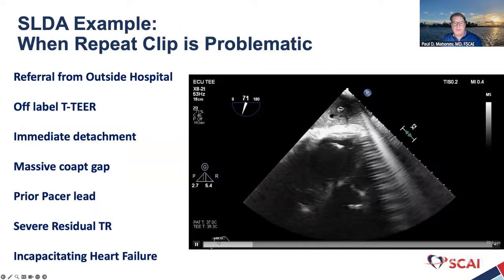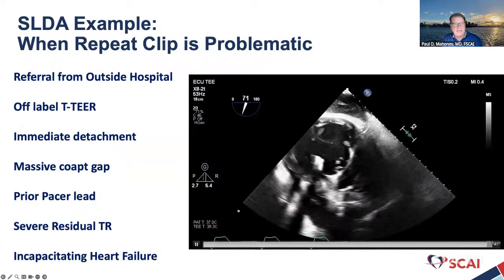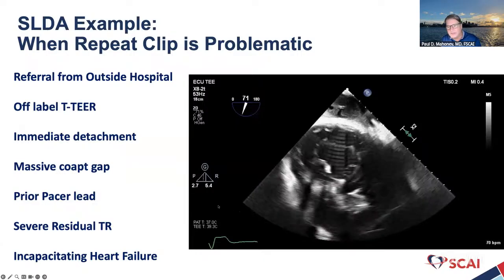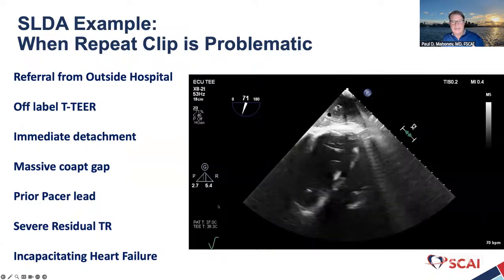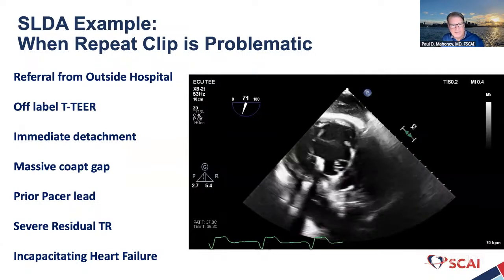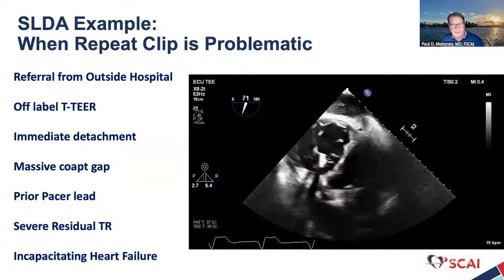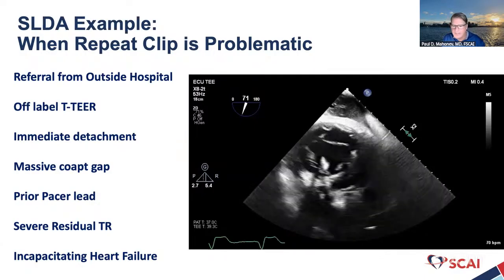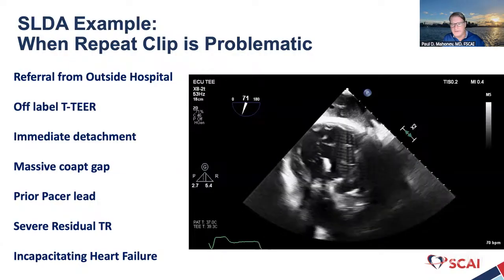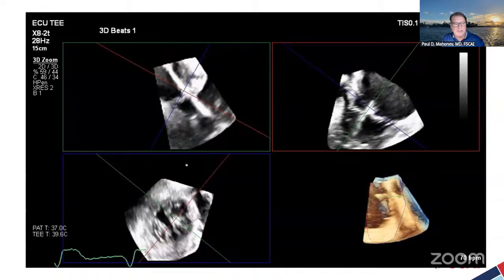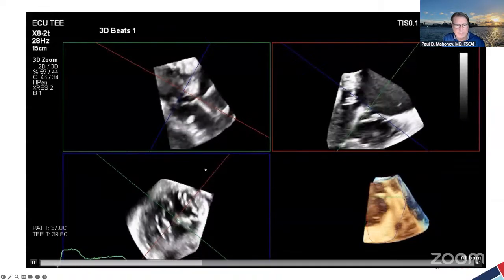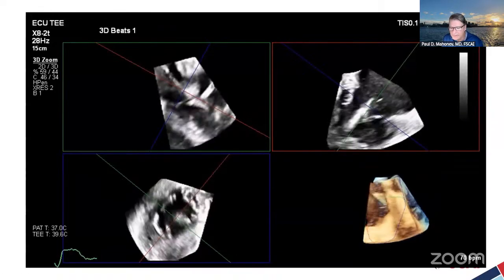When a repeat clip is problematic, all right, this was a referral from an outside hospital. And you can notice that this was ambitious at best. This was an off-label TEER prior to approval. It had immediate detachment, massive coap gap. There's a prior pacer lead. There's severe residual TR. The patient, unfortunately, had incapacitating heart failure. This did not look like a good clip case for us. You can see in this MPR the lead. You can see the clip floating in the breeze.